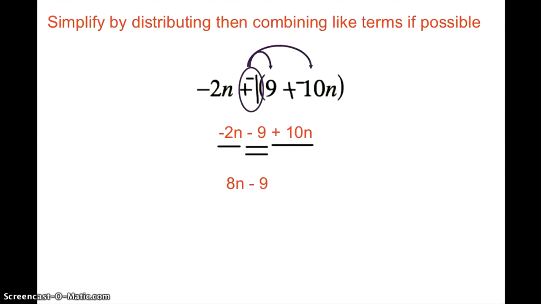I'm going to make sure that the terms in my final answer do not have the same variables and that they are not like terms. So 8n has a different last name than -9. So I know that this is my final answer because I cannot simplify it any farther.